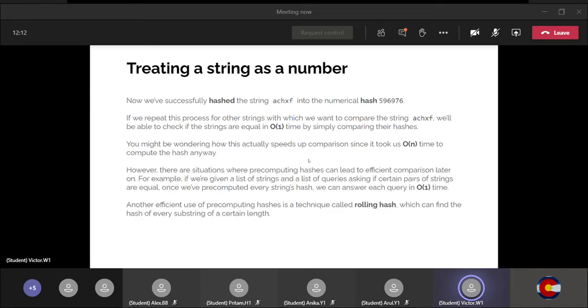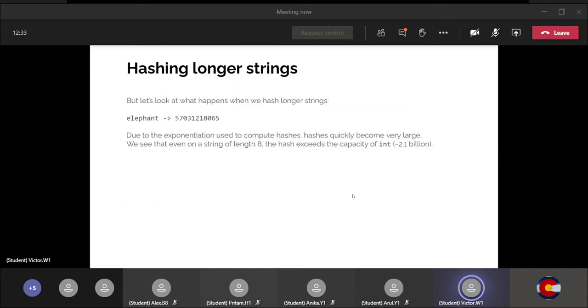There are cases where computing a hash for many strings is useful. In competitive programming, you'll pretty much be using a rolling hash to get the advantage that hashing has over naive string comparison. But we'll get into rolling hash later.